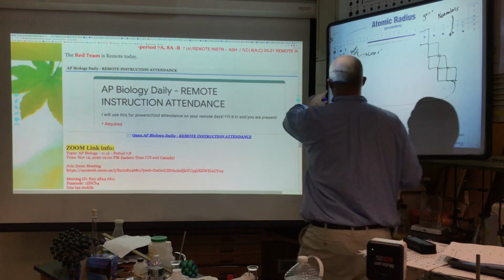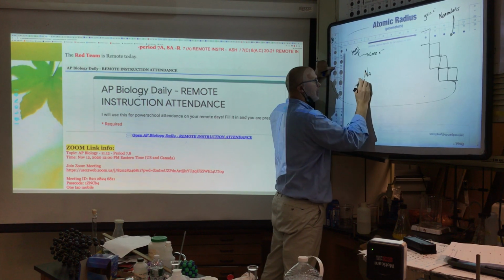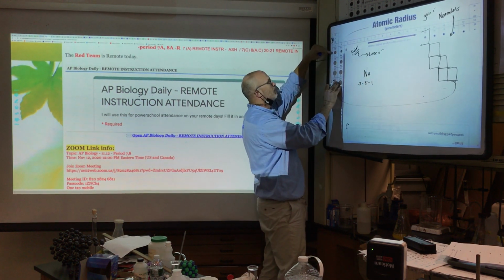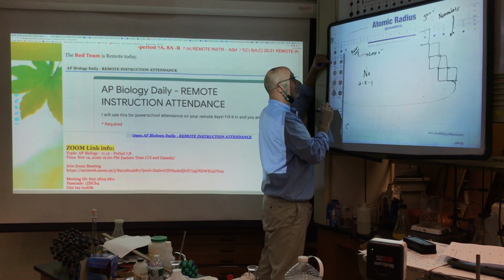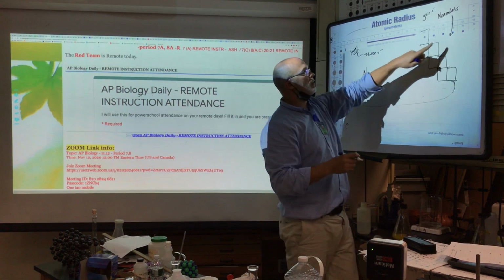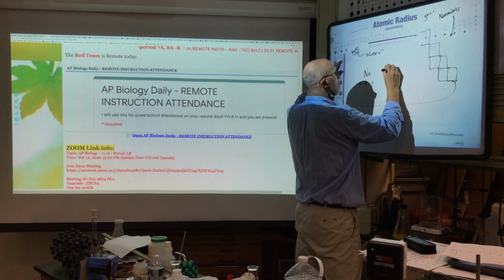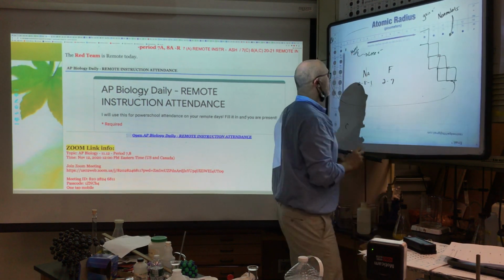Sodium is right here. Now, what's its configuration? You can check in your periodic table. It is 2-8-1. What row is it in? The outermost electron is in the third. Okay? Now, put a small one over here. Fluorine. Fluorine would be 2-7. This would be 8. Okay.